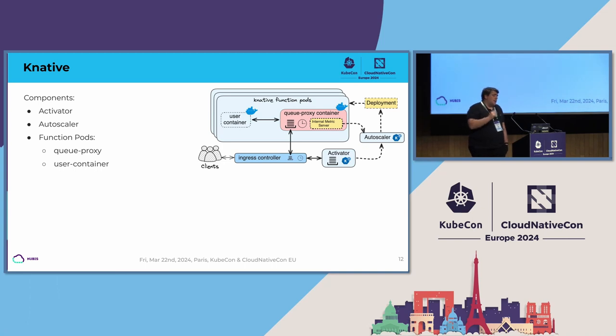Let's have a look at the architecture of Knative. Knative has a couple of components: the activator, the autoscaler, and the function pods. These components are being triggered by external requests, and the activator talks to the autoscaler. The activator launches function pods, and these function pods do the actual work.